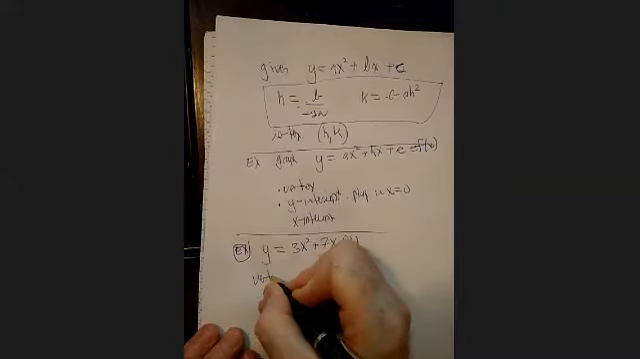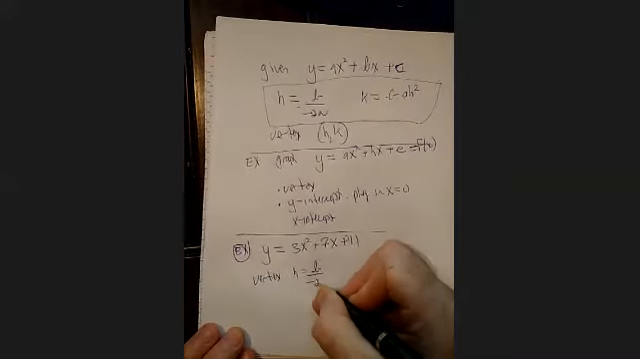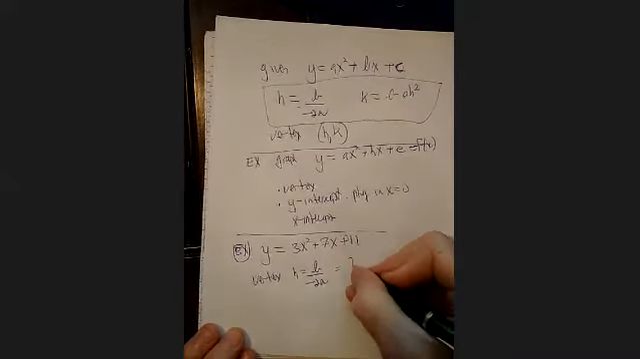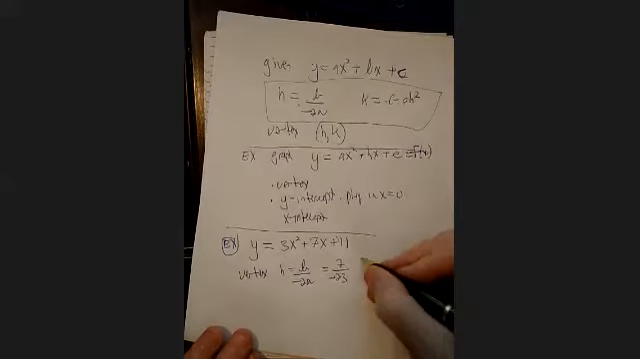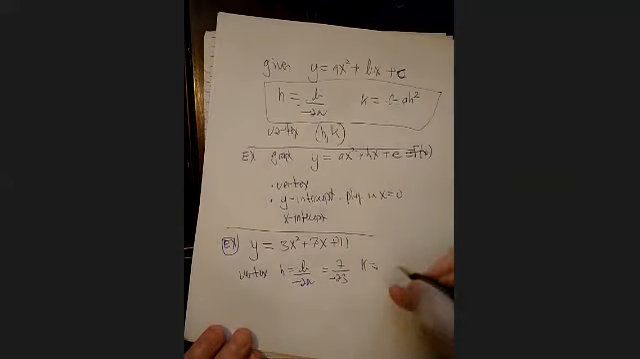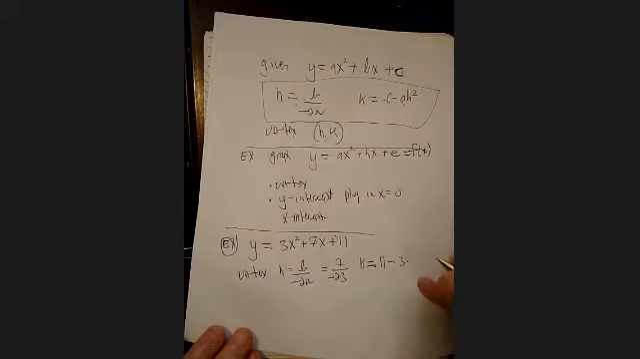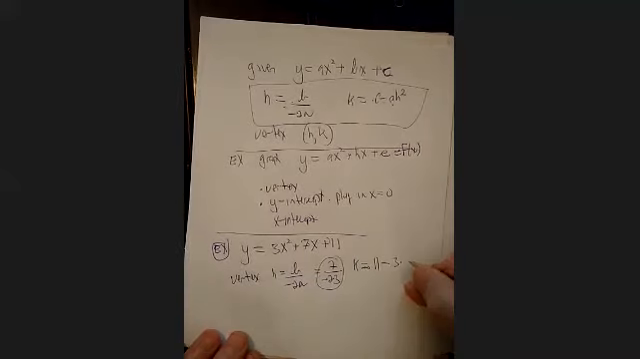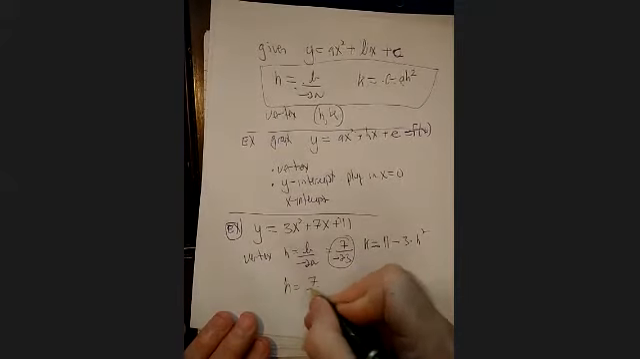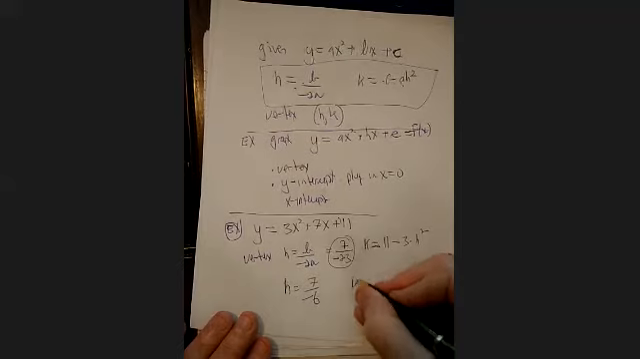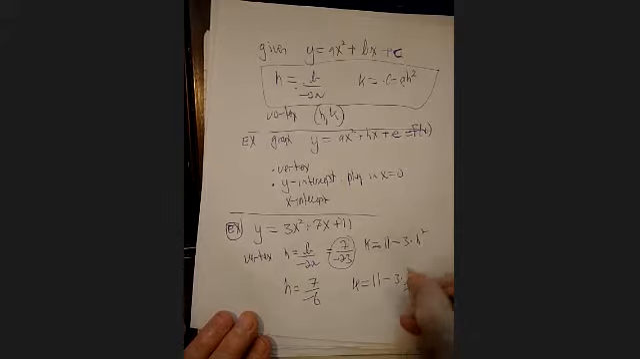So my vertex is going to be h equals b over minus 2a. Well, b is 7, a is 3, so it's going to be 7 over minus 2 times 3. And then k is going to be equal to c, which is 11, minus a, which is 3, times my h squared over here. So I'm going to see that h is equal to 7 over minus 6. So k is going to be 11 minus 3 times 7 over minus 6 squared.